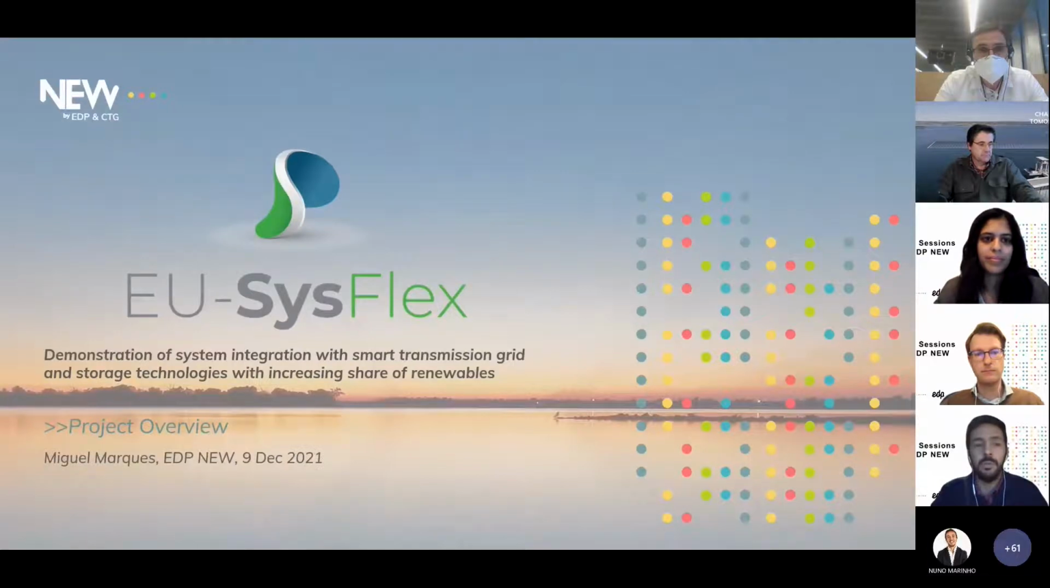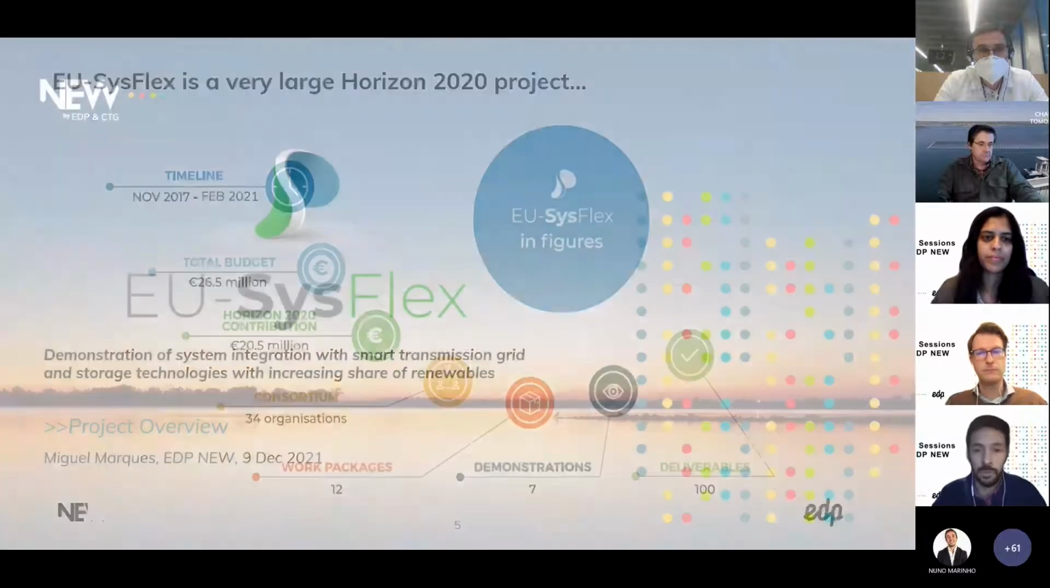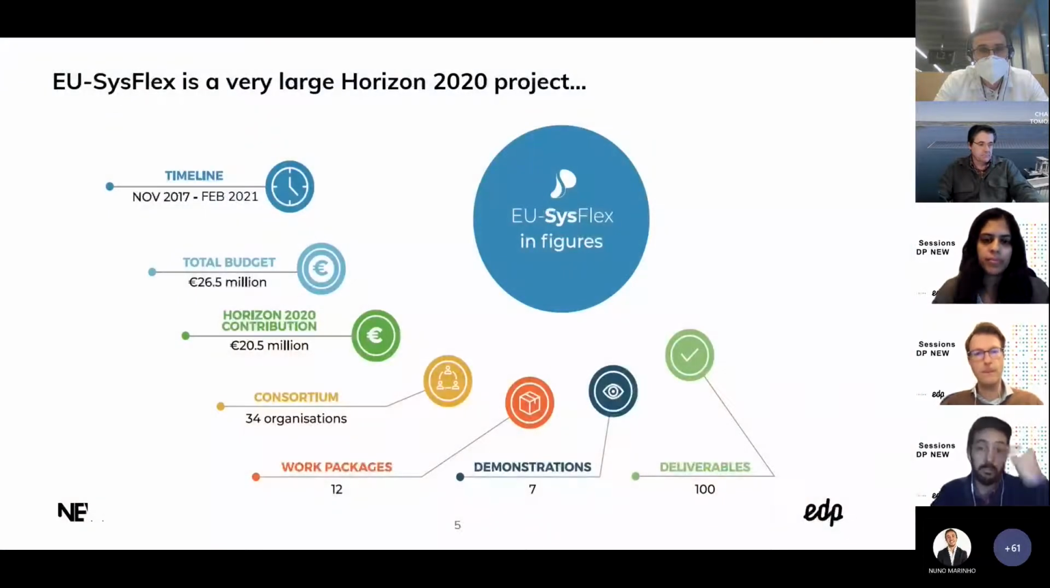Okay, so Project EU-SysFlex is about the demonstration of system integration with smart transmission grid and storage technologies with increasing shares of renewables. As I said, I'll give you an overview of the project, and I'll start by giving you the key facts of what it is. EU-SysFlex is a very large research and innovation project. It is funded by the European Commission under the scope of the Horizon 2020 program.